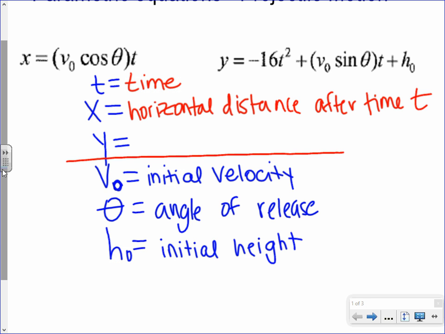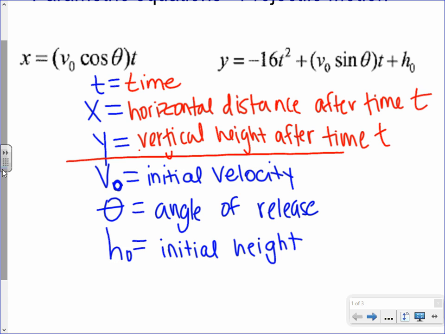And pod 5, what would our y equation tell us? The change in vertical. Okay. So our vertical height, good. Okay, so if we plug 1 second in for t, then the y equation will tell us how high off the ground our object is.